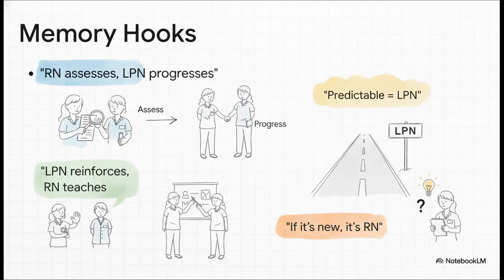You know, sometimes a simple little phrase can help lock in a concept, so here are a few memory anchors for you. RN assesses, LPN progresses. That means you do the initial assessment, they monitor the progress. LPN reinforces, RN teaches. Predictable equals LPN, and my favorite, if it's new, it's for the RN to do. Use these to help you out.